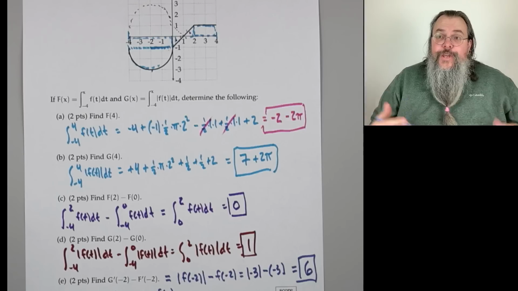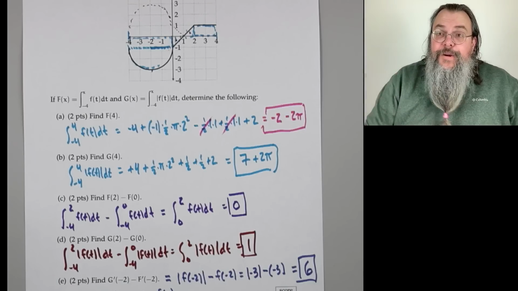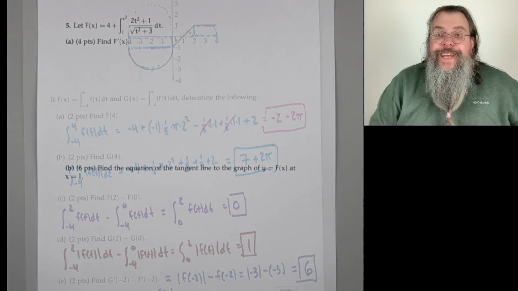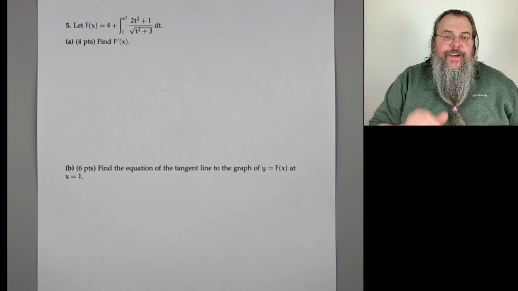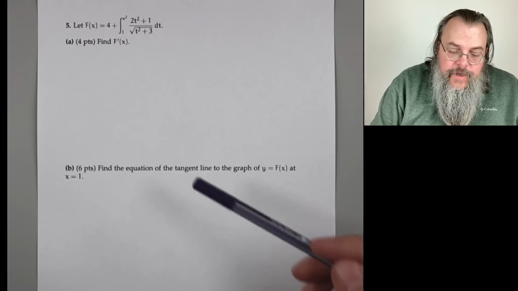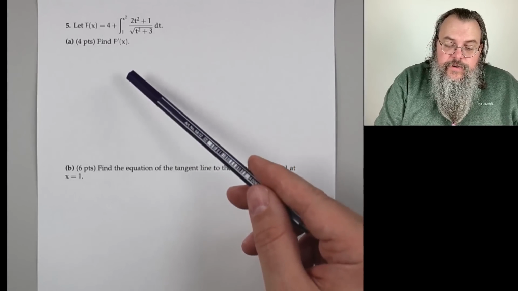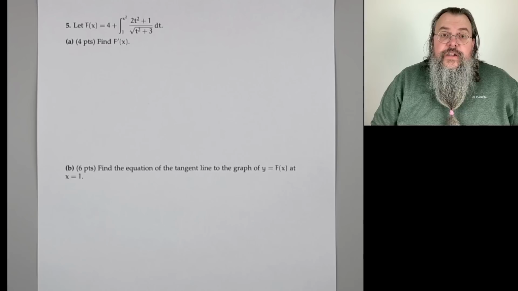All right, I think we're good. Let's move on to our next problem. Number 5. Let f of x equal 4 plus the integral from 1 to x squared of 2t squared plus 1 over the square root of t squared plus 3 dt.